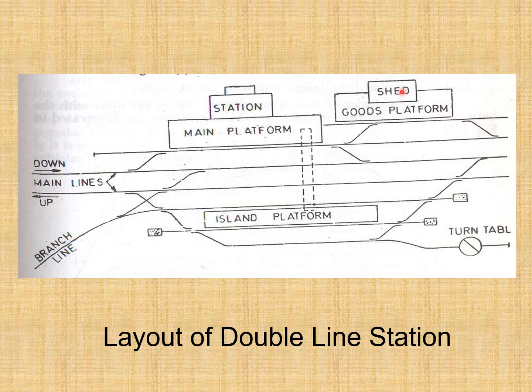You can see that a branch line is originating from this main track in this way, and the turntable is also provided. There is another platform provided over here, and that has been linked to a bridge. So this is the layout of a double line station.